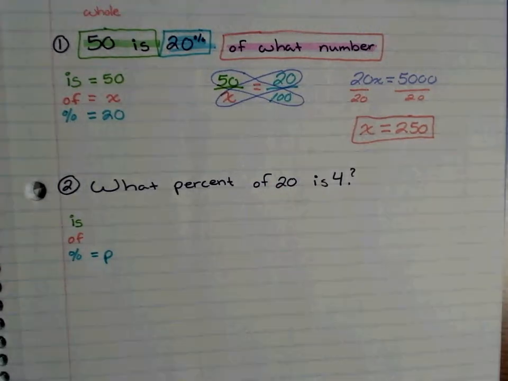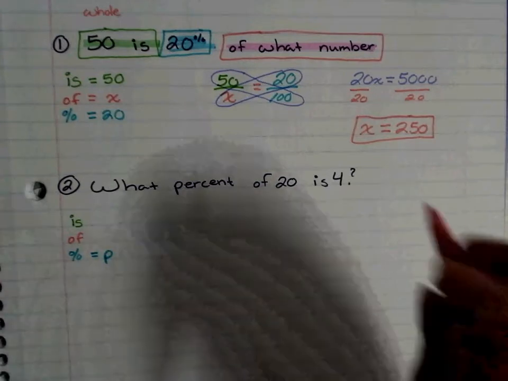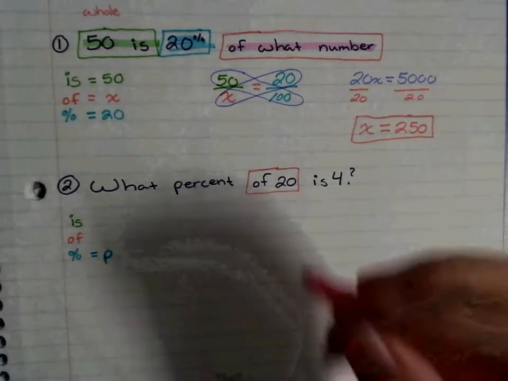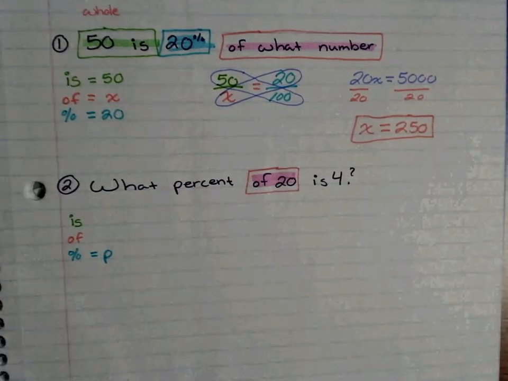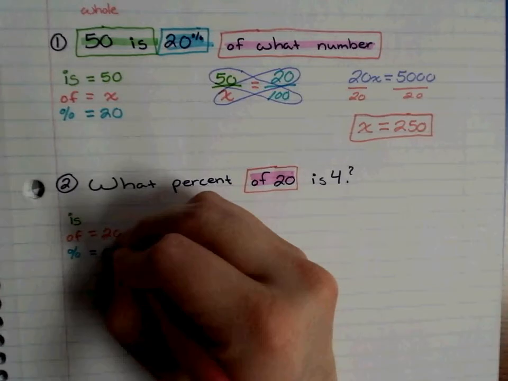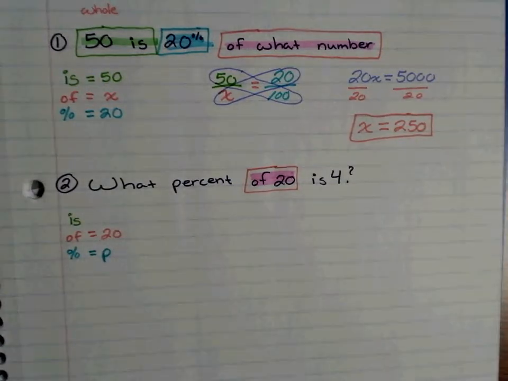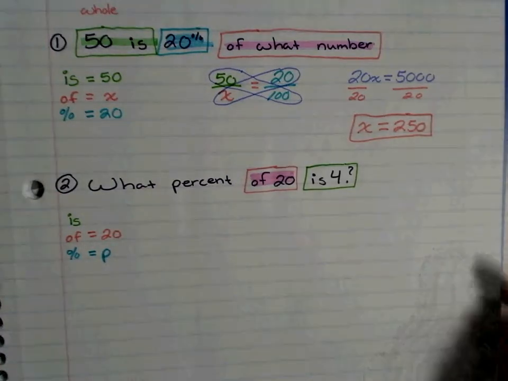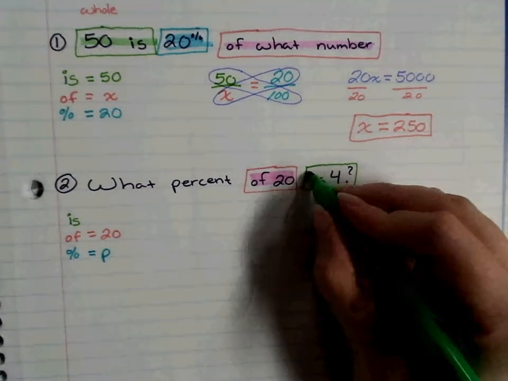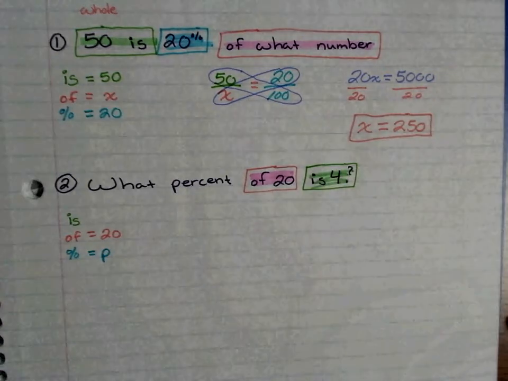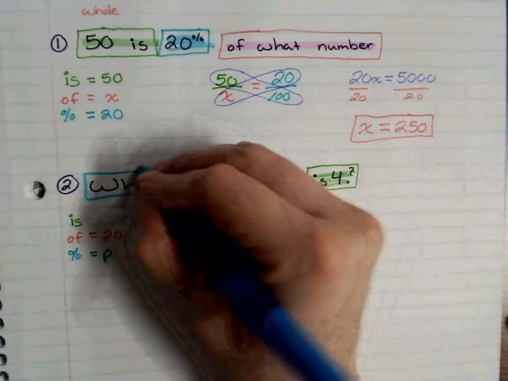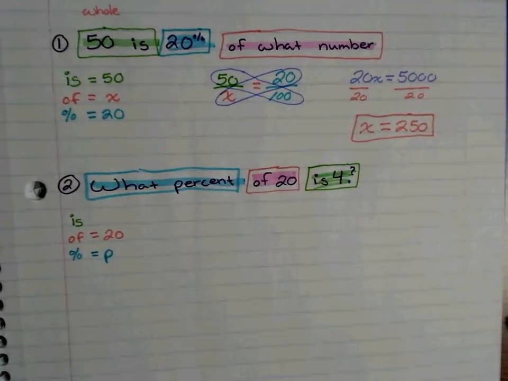What's 20? Is it an is or an of, Ava? Of. Okay, of 20. So we know that this is our of value. So of is going to be equal to 20. What's the 4? Is, because it says is 4. And the percent is the variable. That's very good. Okay, so we know the percentage is the value that is missing. So it says what percent? That's the value that's missing.